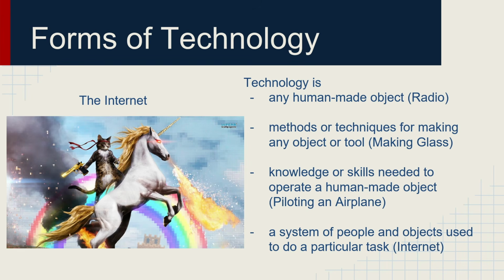So, finally, technology can be an entire system of people and objects working together to complete a task. The internet is a great example. The over-the-top image we have right here is meant to get your attention, but the internet itself is not one single machine. It depends on computers, cables, servers, software, networks, and all the people working together. That entire system is a form of technology.